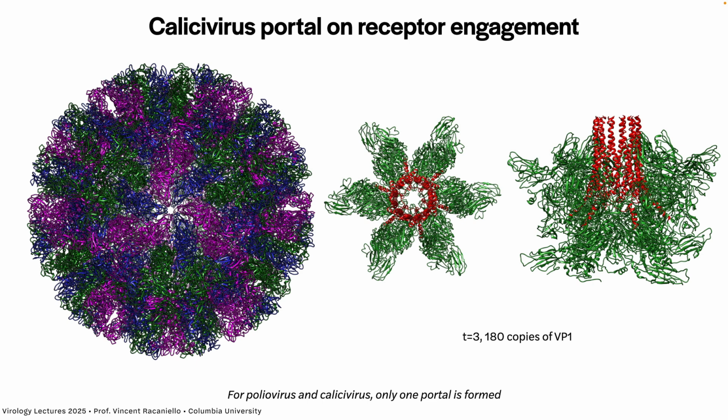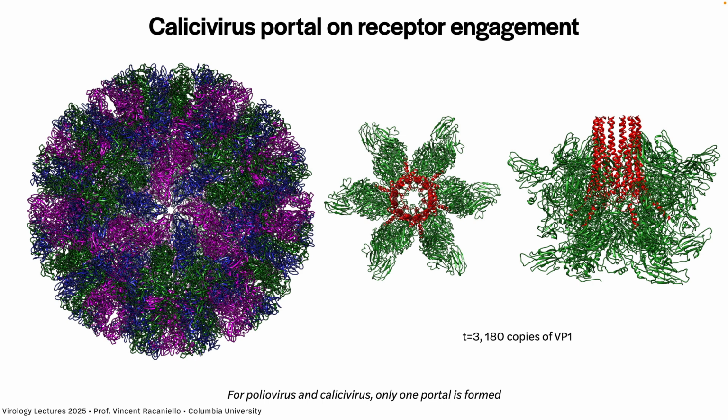But how do you know which 5-fold axis to bind to, right? Because the RNA has only got 2 ends, and one end comes out first. So you have 12 5-fold axes of symmetry. Only 2 of them are going to be in the right place. So how does the portal know where to form? I don't know. It's an interesting question.